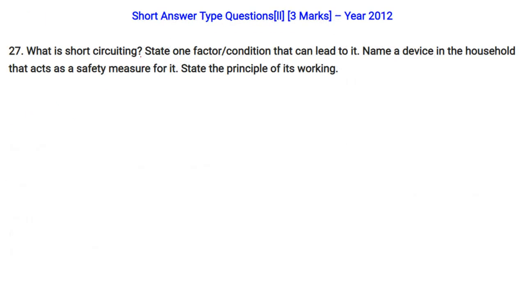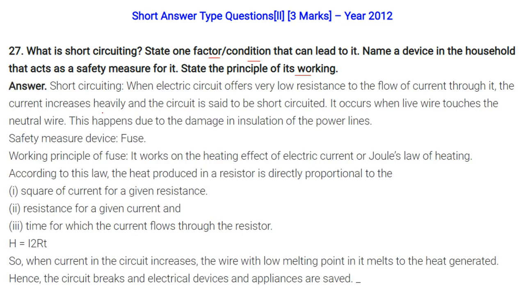What is short circuiting? State one factor or condition that can lead to it. Name a device in the household that acts as a safety measure for it, and state the principle of its working. So short circuiting is very dangerous. When an electric circuit offers very low resistance to the flow of current, the current increases heavily and the circuit is said to be short circuited. It occurs when the live wire touches the neutral wire, and this happens due to damage in the insulation of the power lines.